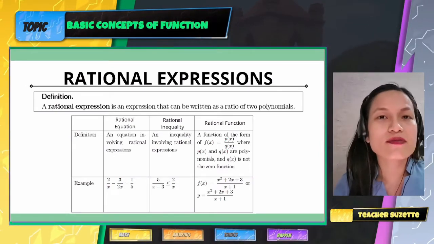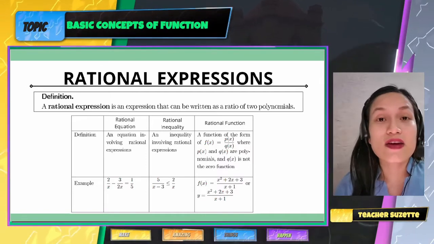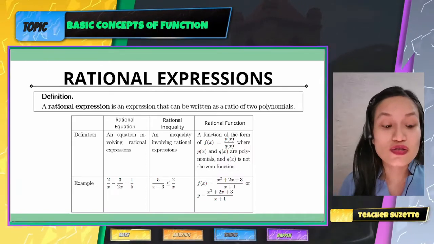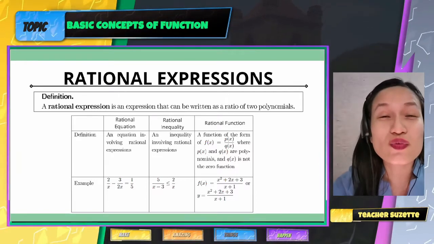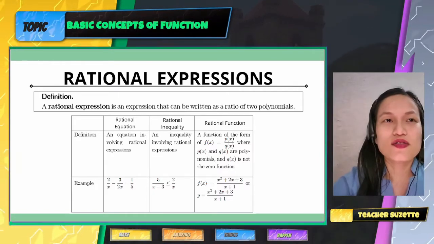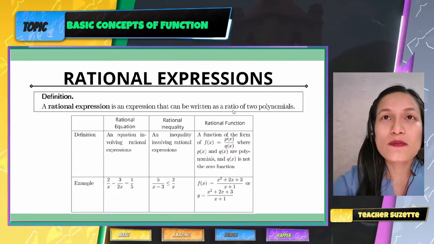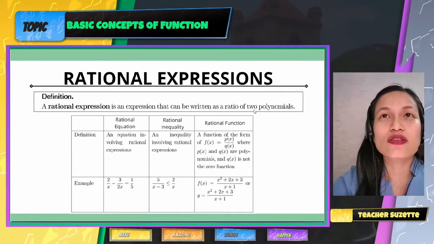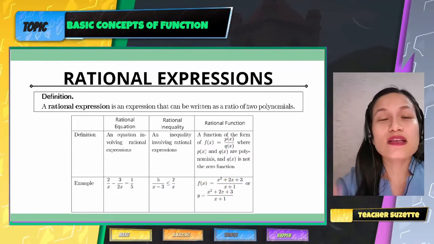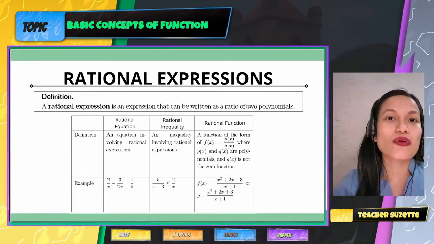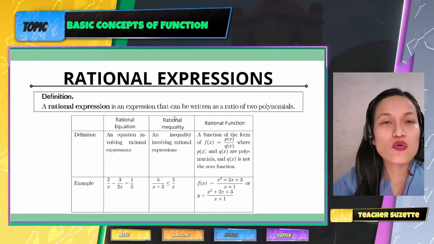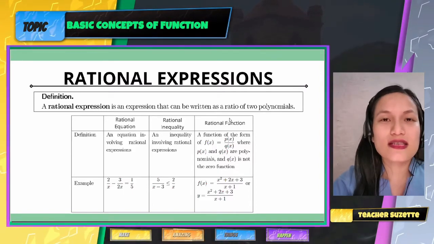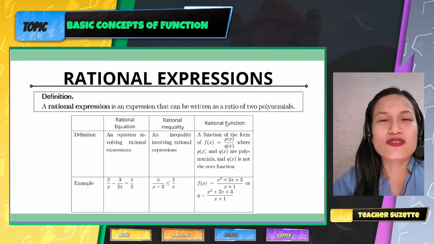If you're given an expression, you can easily identify, using the definition of our rational expression, that this is a ratio of two polynomials. So, from there, this is the most basic rational expression. Then we get improvements, or the expression gets added to. It becomes an equation, it becomes an inequality, and what we're discussing now, the rational function.